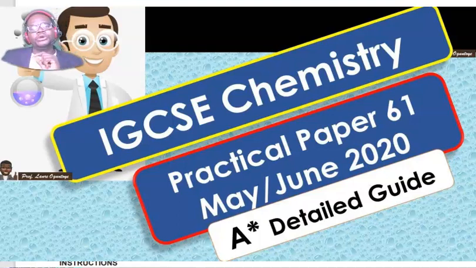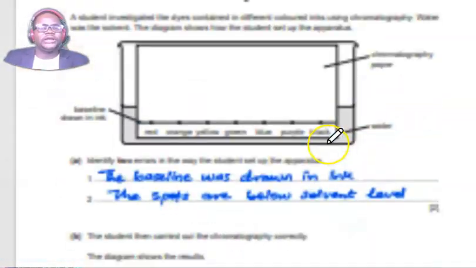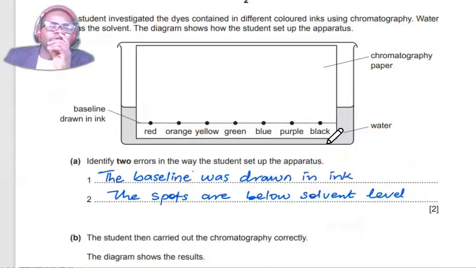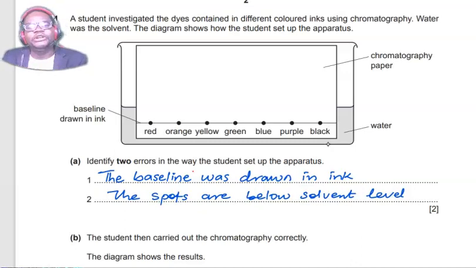Now, in this video, we're going to consider O620 paper 6-1, May, June 2020. So let's kick start. A student investigated the dyes contained in different colored inks using chromatography. Water was the solvent. The diagram shows how the student set up the apparatus. Now, in this particular question, you were asked to identify the possible errors in this setup.